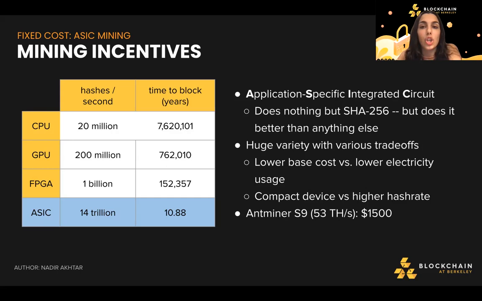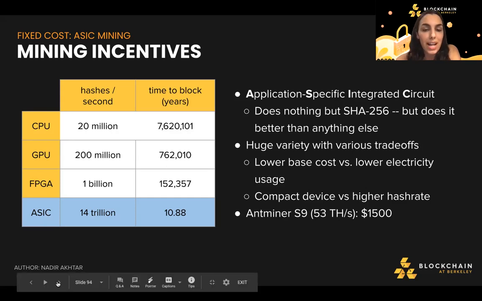There's a huge variety of ASICs with various trade-offs. In general though, there's a lower base cost and lower electricity usage. It's pretty small. I'll show you a picture of it in a mining farm. But it's decently compact with a higher hash rate, but it can get pretty expensive. So an Antminer S9 is $1,500. So this is definitely what we refer to when we say you have to be dedicated to the network. This is your fixed cost. If you actually want to get serious about mining Bitcoin, that's the price tag on an ASIC.